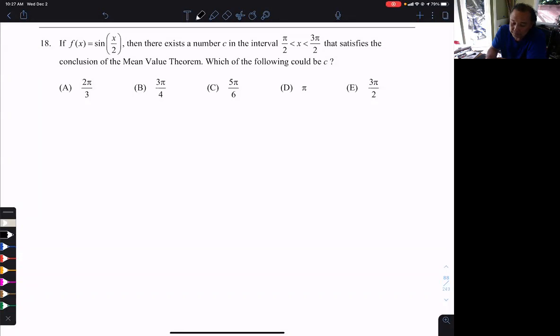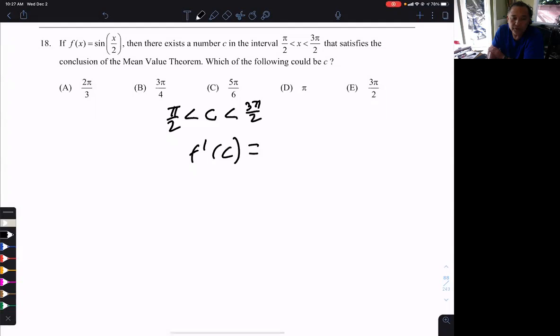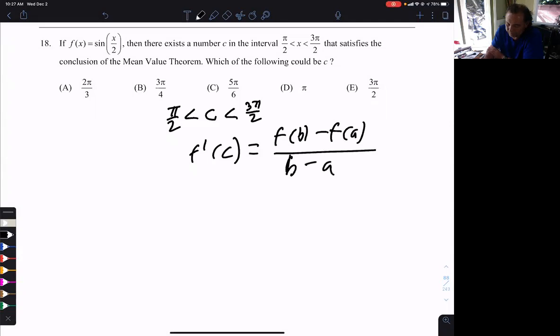So the mean value theorem says if a function is continuous and differentiable, which that is, then there must be a point c between the endpoints. So the endpoints are pi over 2 and 3 pi over 2, such that the derivative at that point equals the average rate of change, which is f of b minus f of a over b minus a. So you have a sine function and you want to find the slope between the endpoints, that's the average rate of change, which has to equal the derivative at some point.